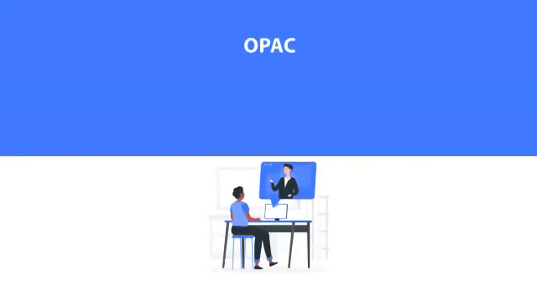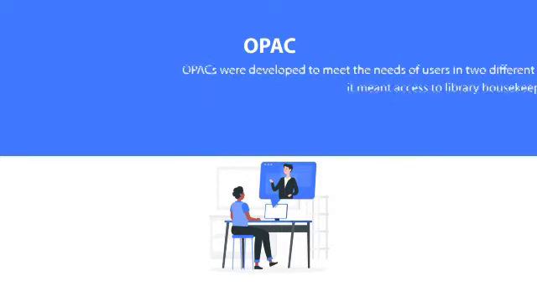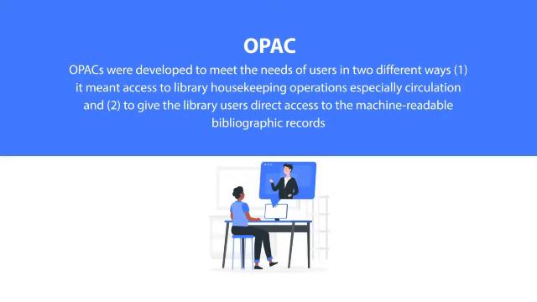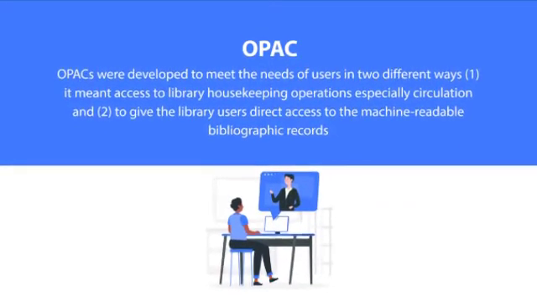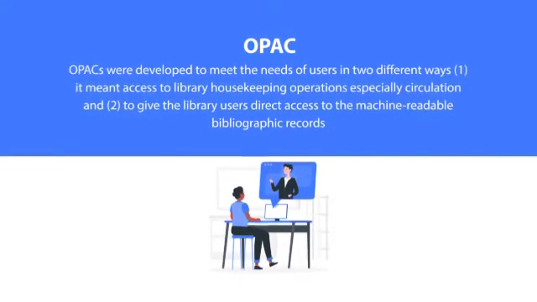OPAC is a very important thing, which is called an Open Public Access Catalog, which talks about what is available in your library, what resources are available. The objectives are access to library housekeeping operations, especially circulation, and to give the user direct access to the machine readable bibliographic records. It is extremely important to have an OPAC system. And nowadays, what is most popular is your web OPAC. Now it is available on the web also, where you can reserve your resources, you can search your resources, and it will give you everything on a platter. So this is a transition from OPAC to web OPAC.